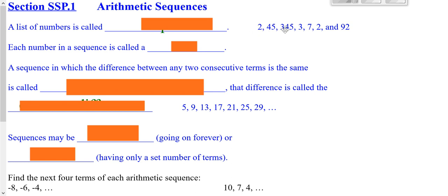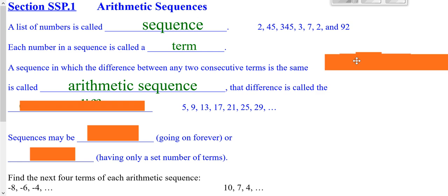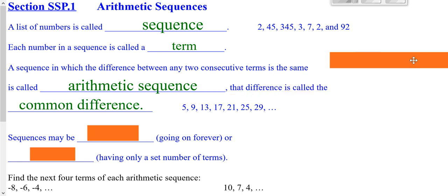Now, if you just list out numbers like this, separated by commas, that's referred to as a sequence. Each number in this sequence is referred to as a term. So our first term is 2, our second term is 45, our third term is 345, our fourth term is 3, and so on. Now, if the difference between any two terms is the same, then we say it's an arithmetic sequence, and that difference is called your common difference.